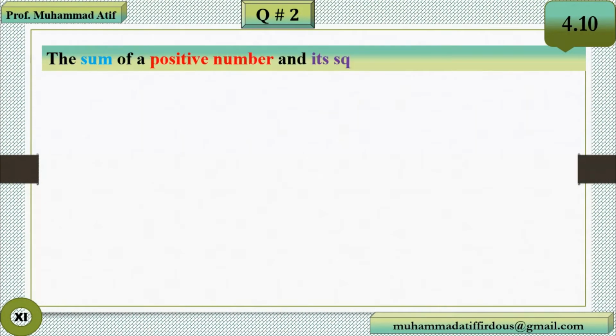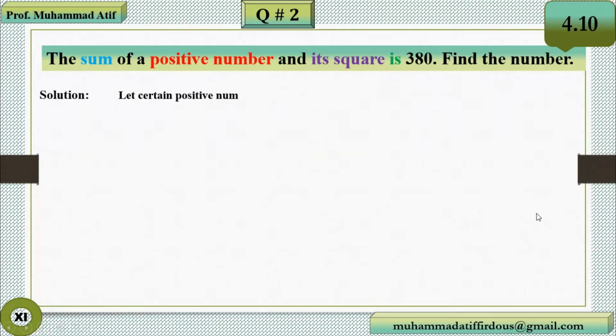The sum of a positive number and its square is 380. You have to find the number. Again, we start with this. Suppose the required number is x.